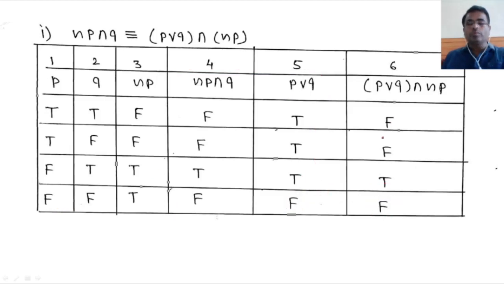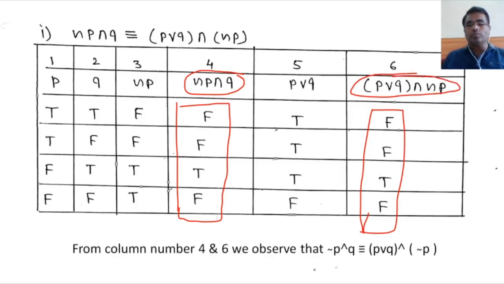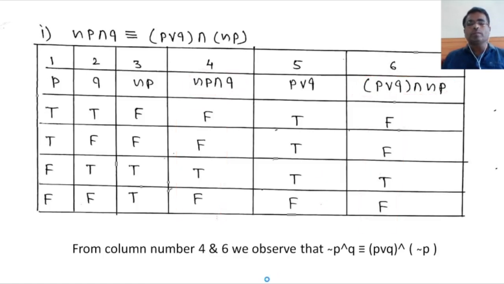Now you will observe that here in column number 4 you have false false, true false. In column number 6 you have false false, true false. So the same types of values, therefore we will say that by column 4 and 6 this statement pattern negation P and Q and this statement pattern P or Q and negation P are logically equivalent. So therefore we have 4 and 6, these two equivalent statements.